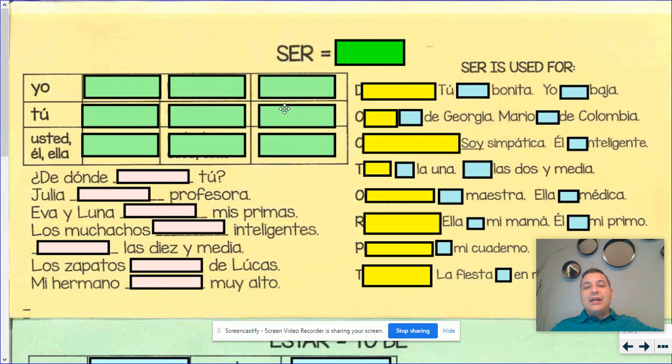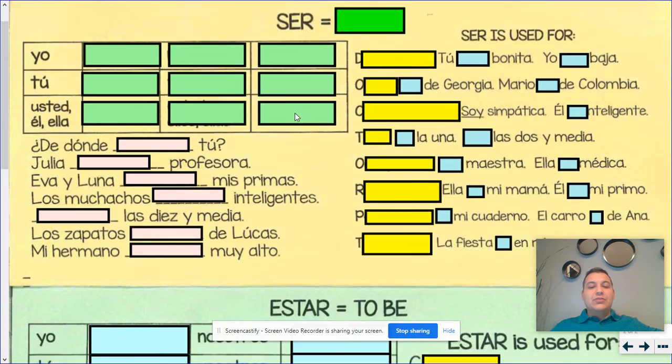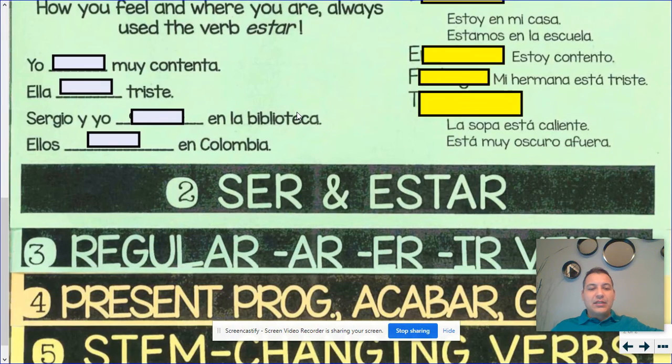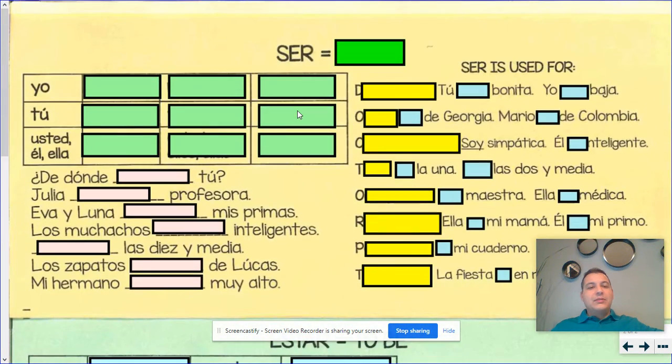So let's start. If you have this booklet that you received at school, it should be under page 2, if I'm not mistaken. Yep, page 2. And you are welcome to follow me along and write on your booklets. Ready?